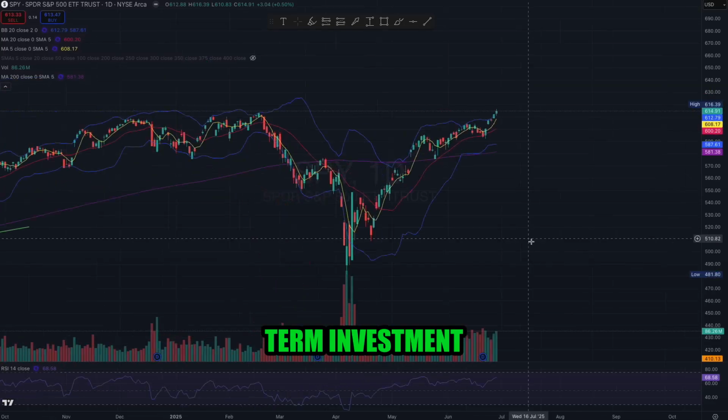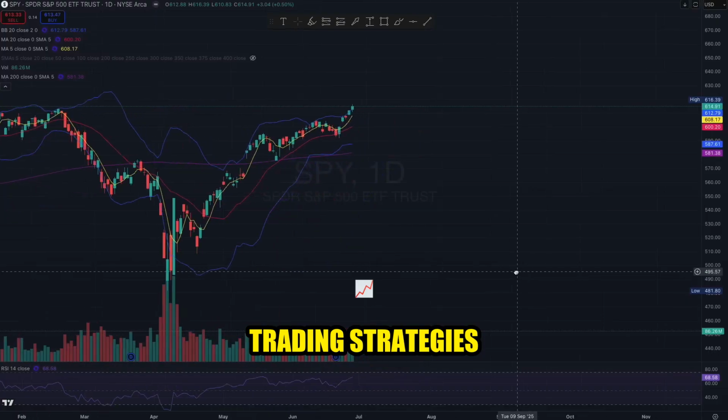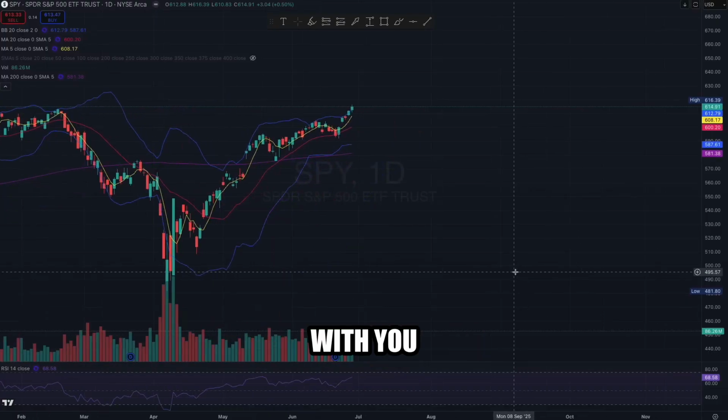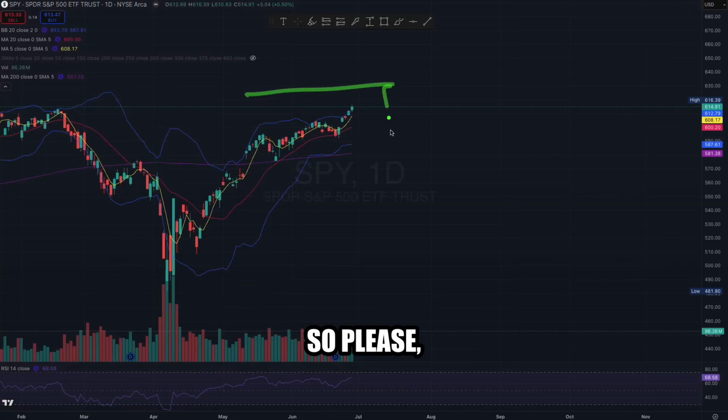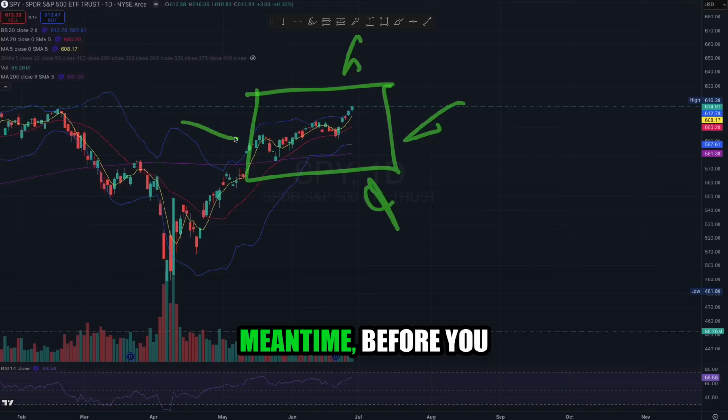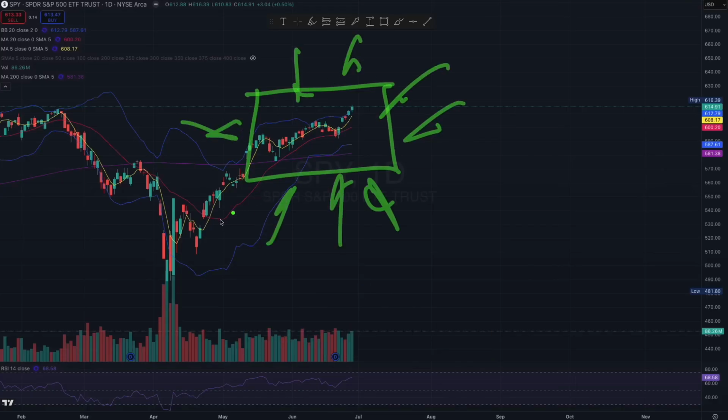There are longer term investment trading strategies that I will share more with you in the second half of the year to Discord members. So please, in the meantime, before you start doing massive investment work, you have to learn to not waste your money by trading recklessly. You have to learn to trade as structure demands.